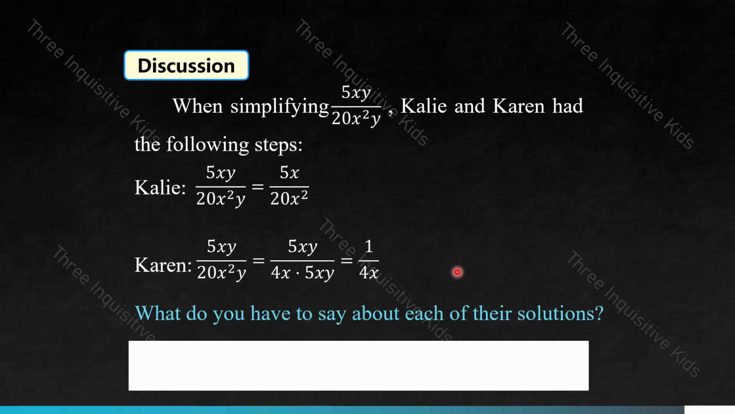Neither of Kaylee or Karen is wrong, but their difference is that they removed different common factors. Kaylee only removed the y, while Karen removed the entire 5xy.